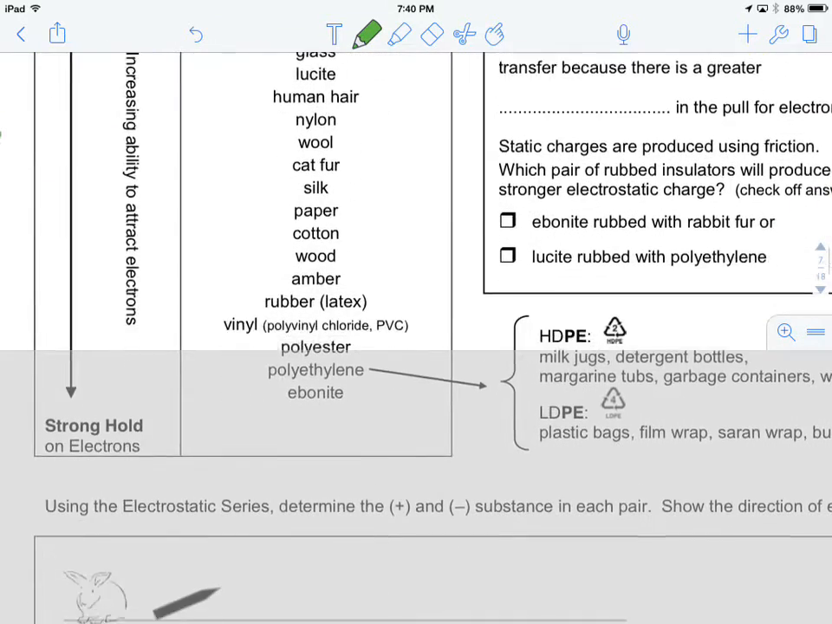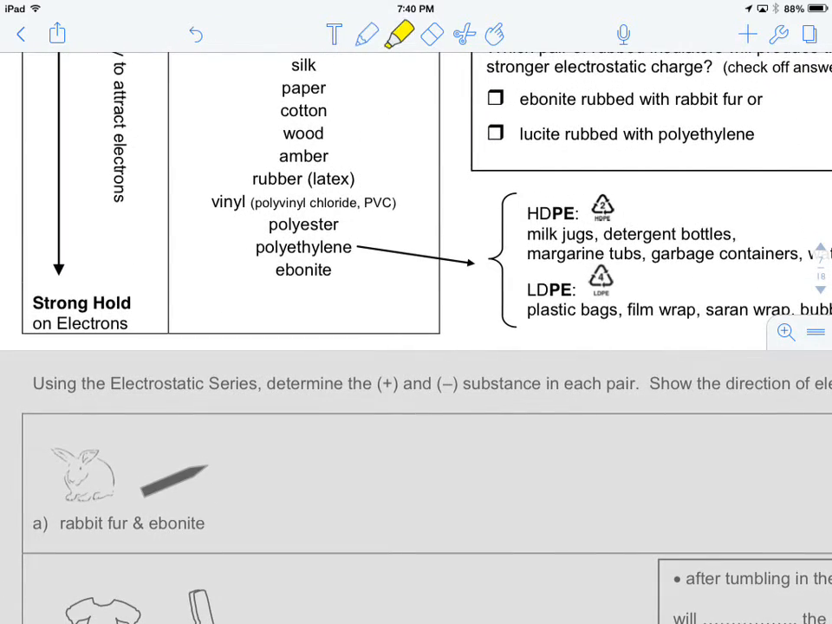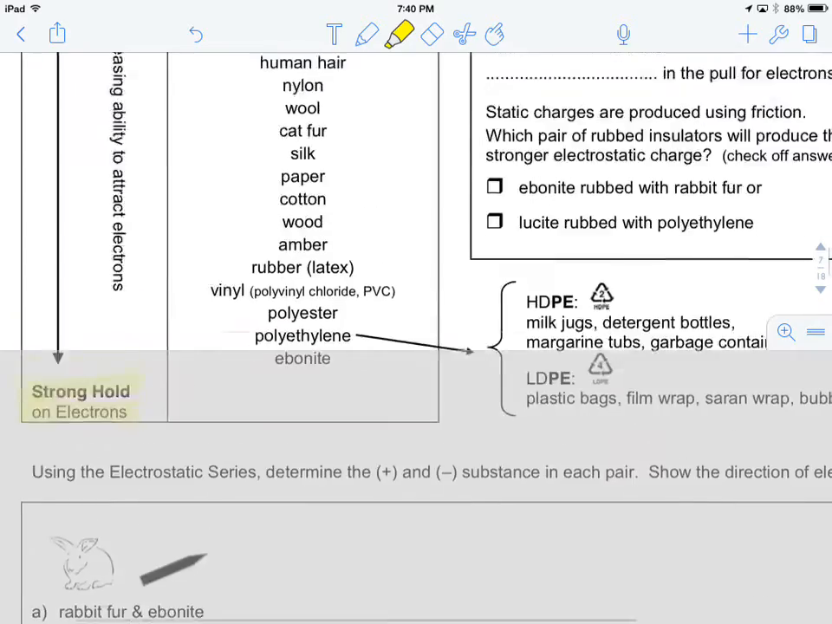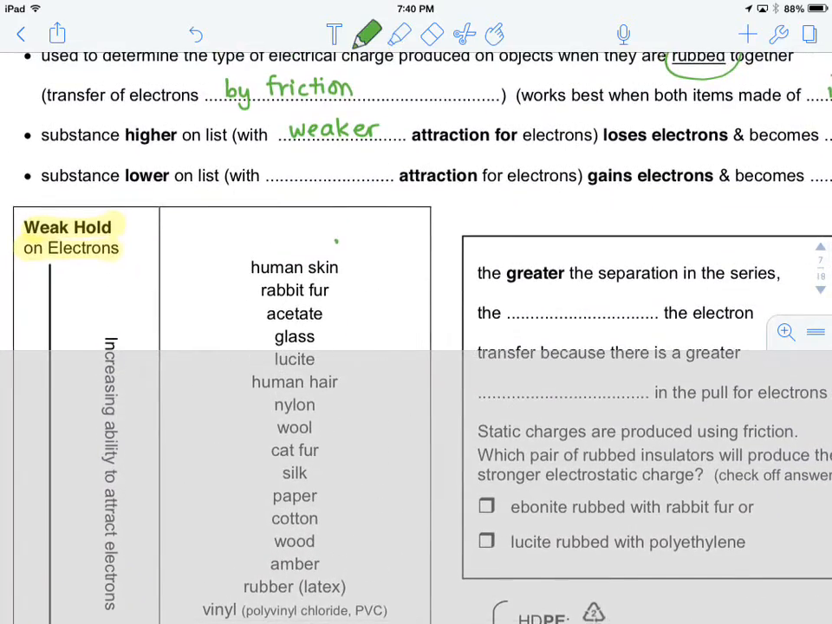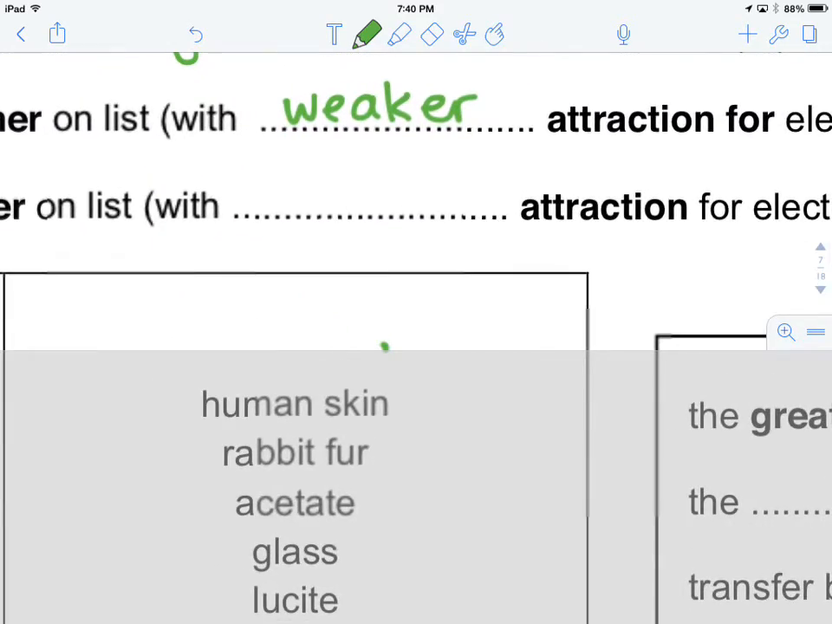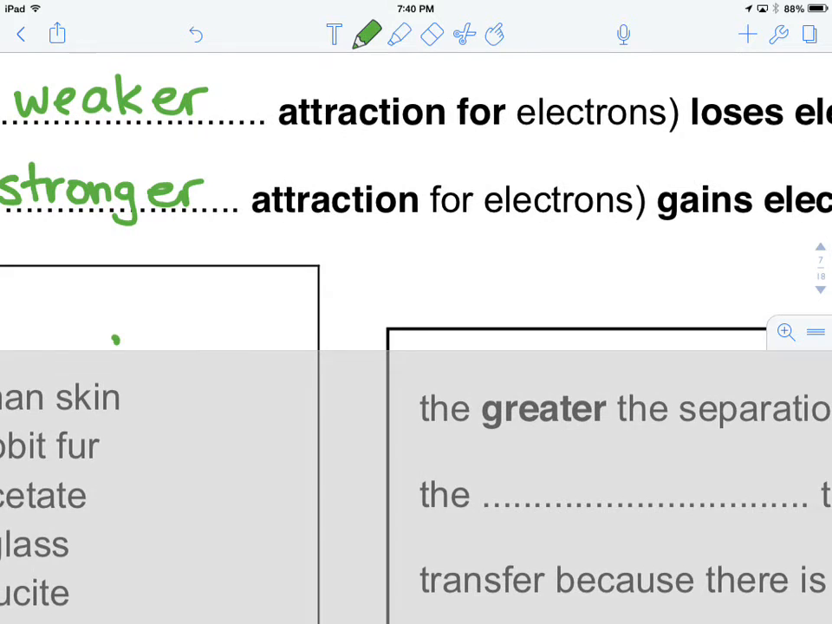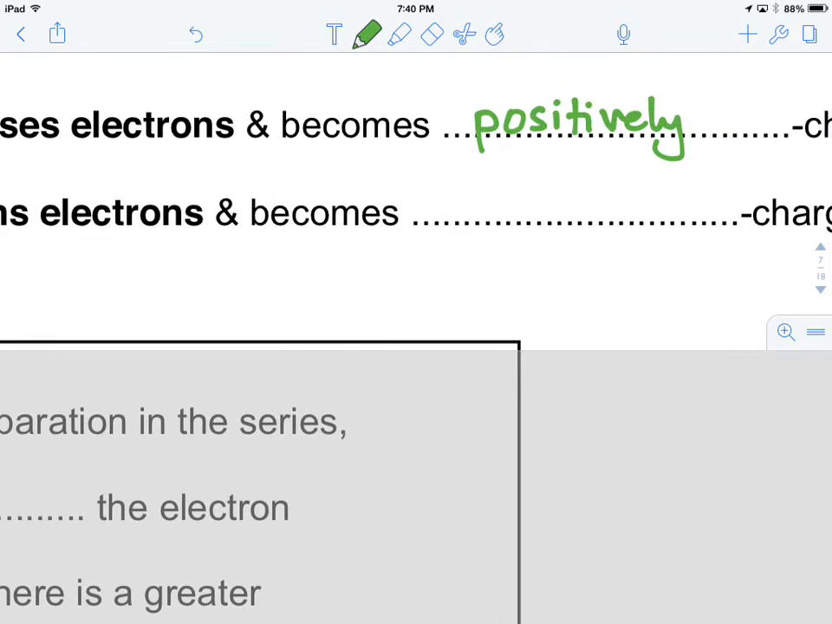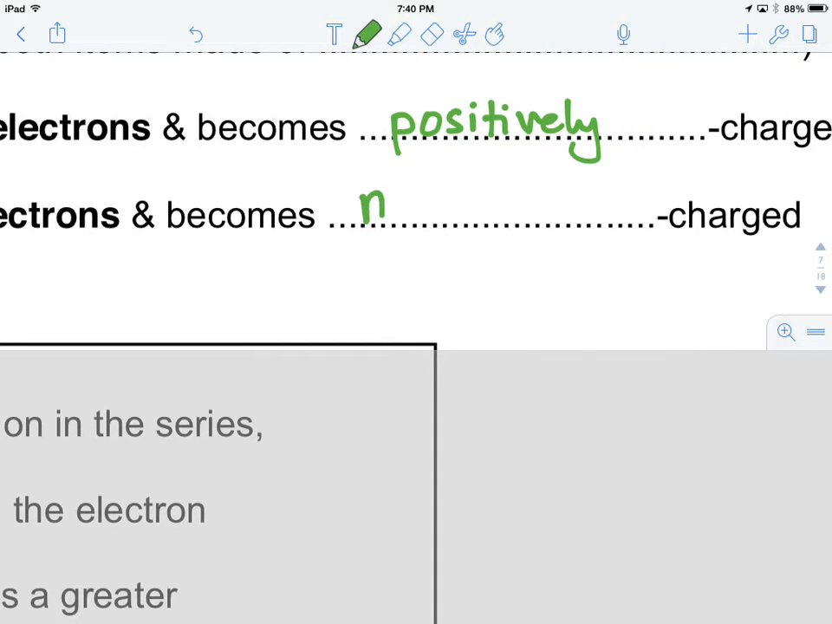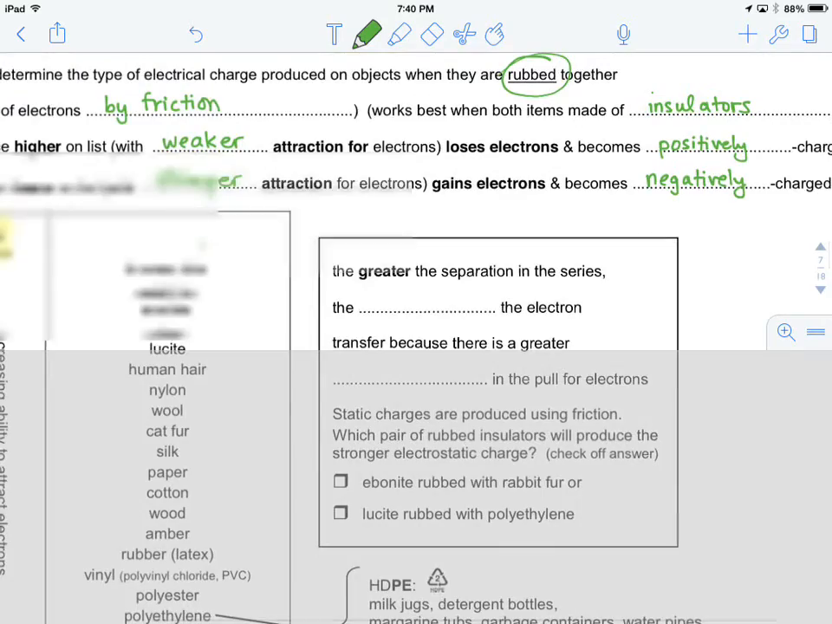Substances that are lower on the list, those at the bottom, have a strong hold on electrons. And so these ones have a stronger attraction for electrons. They're going to gain those electrons, and so that means they become negatively charged. All right, and you could have guessed that.